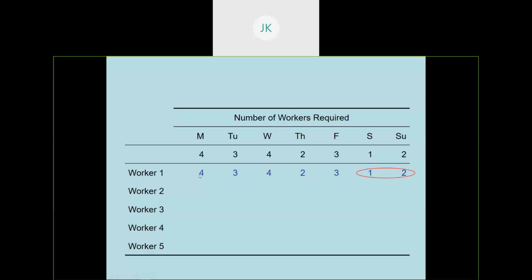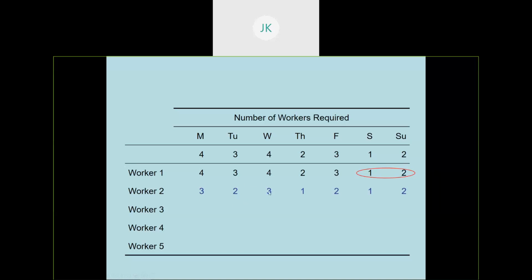That means assign worker 1 Monday, Tuesday, Wednesday, Thursday, and Friday, not on Saturday and Sunday. So worker 1 is assigned Monday through Friday. So subtract 1 from here, here, here, here, here. Not here, not here, because worker 1 is not assigned, so those remain the same number, but the others minus 1, minus 1, minus 1, minus 1, minus 1. And same step.